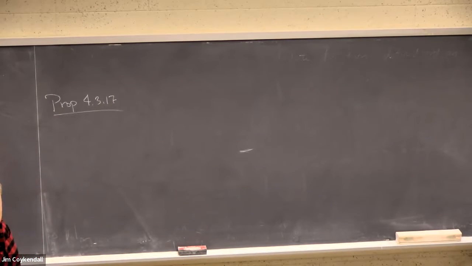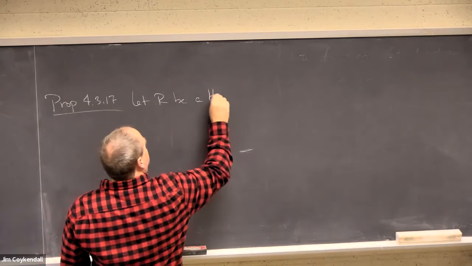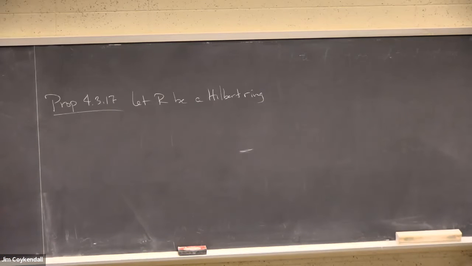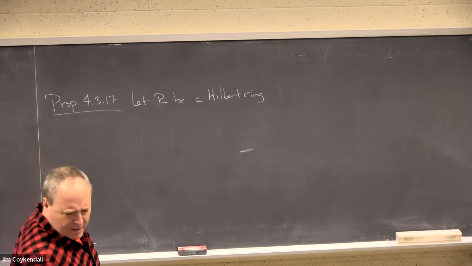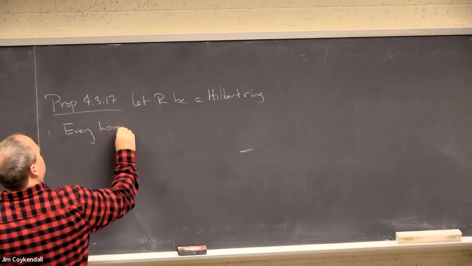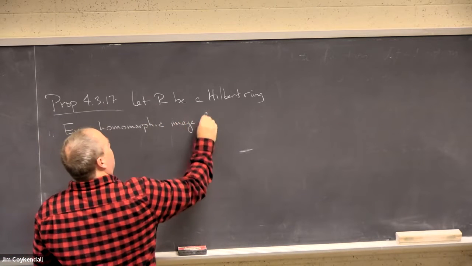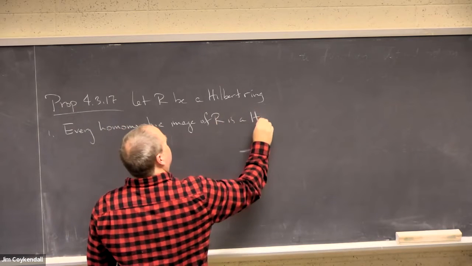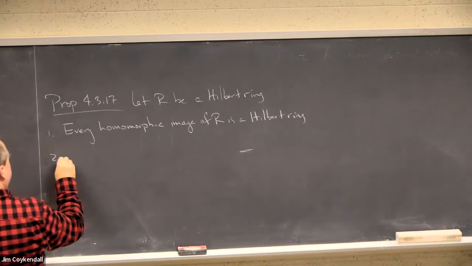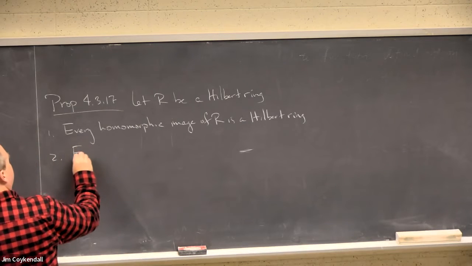This is what we were working on last time, and we did half of this. When is R a Hilbert ring? Number one, every homomorphic image of R is a Hilbert ring. And number two, either R is zero dimensional or has infinitely many maximal ideals.